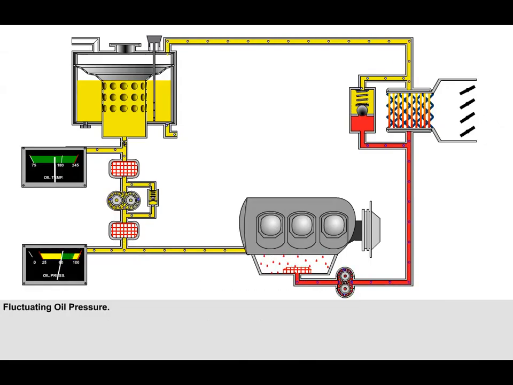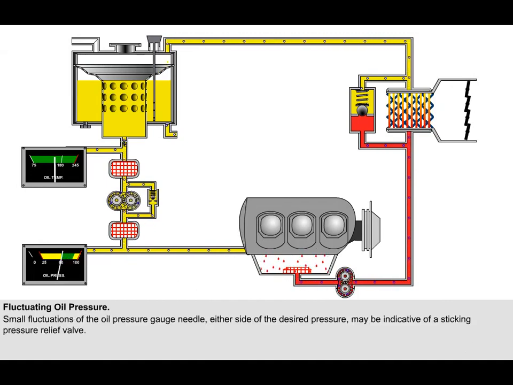Fluctuations in oil pressure could be the result of either low oil levels or system faults. Small fluctuations of the oil pressure gauge needle, either side of the desired pressure, may be indicative of a sticking pressure relief valve. This will cause the pressure to first build up beyond the optimum level, then subsequently, when the pressure reaches a point high enough to overcome the stiction of the valve, it will open, dropping the pressure momentarily below the correct level, then the cycle will start again.